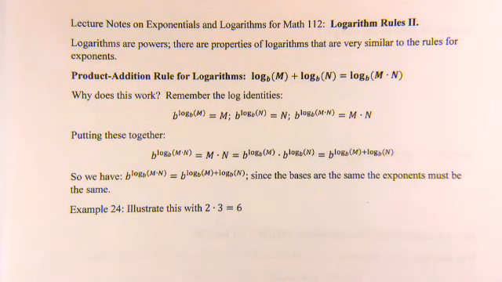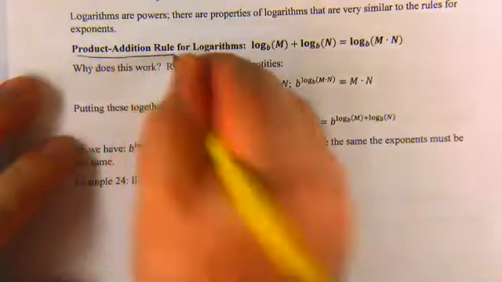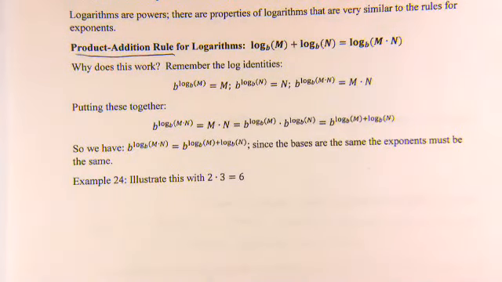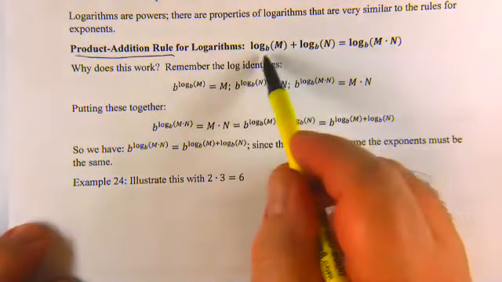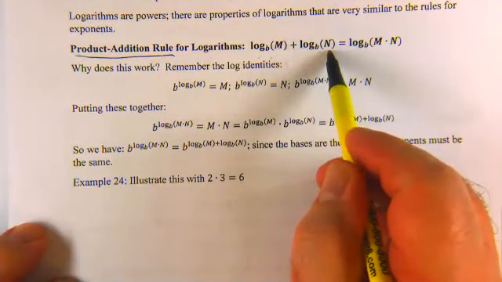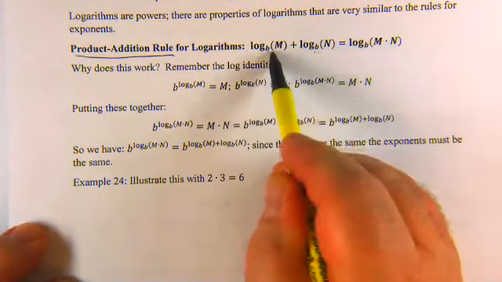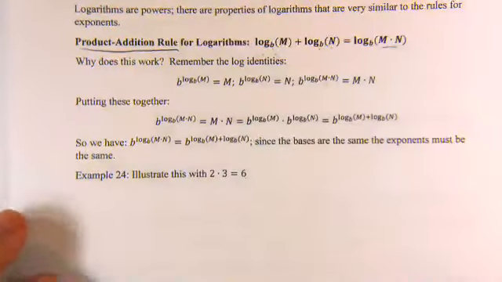And that's the very first lecture we did in the spring of 2020 that was online. And there are properties of logarithms that are very similar to the rules for exponents. So one rule, the product addition rule for logarithms, is log base b of m plus log base b of n. So same base, adding two different logarithms together, you can multiply the things inside.